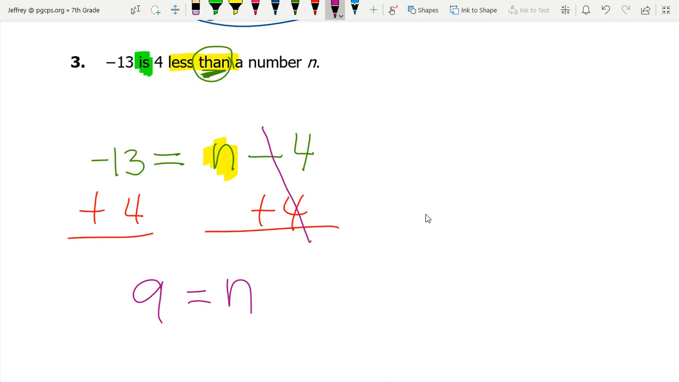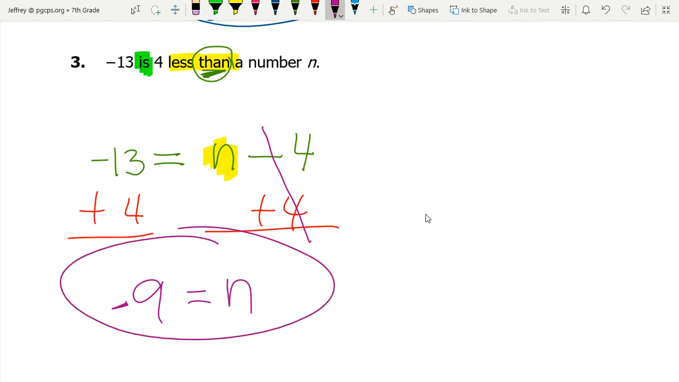Now, is it a positive or a negative? It is a negative because negative 13 has a bigger magnitude than a positive 4. So our answer is negative 9.